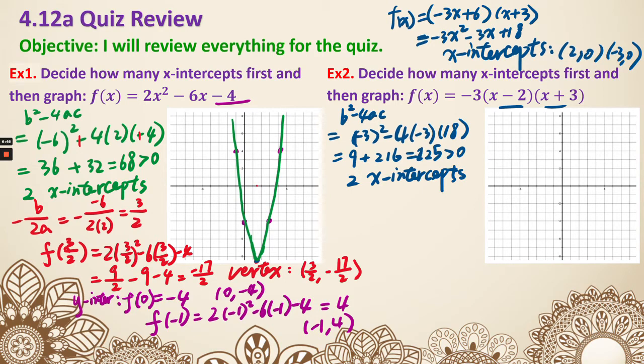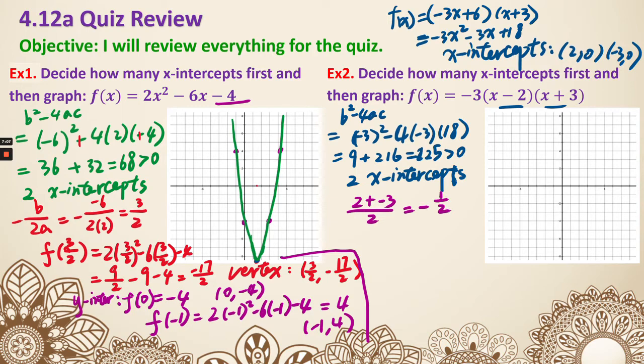Another thing is you don't even have to use the discriminant. By the statement, we already know the x-intercepts are (2, 0) and (-3, 0). So you have 2 x-intercepts already. It's pretty clear. Okay, so we already found our x-intercepts. Next, find the vertex. I'm going to do 2 plus negative 3 all over 2, which is negative 1/2.